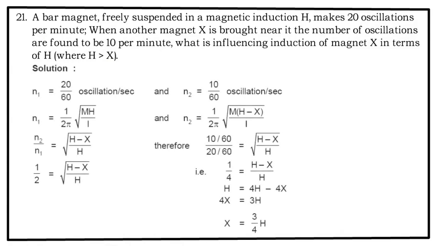Now N1 is equal to 20 by 60, N2 is equal to 10 by 60. I hope you are understanding it. Now N1 is equal to 1 upon 2 pi square root of mH upon I. Here B is equal to H. And N2 is equal to 1 upon 2 pi square root of m(H minus X) upon I. Now if I take a ratio of N1 is to N2, that becomes square root of (H minus X) upon H. And when you solve it, you get X is equal to 3 by 4 times H.